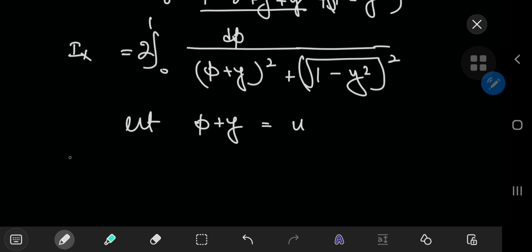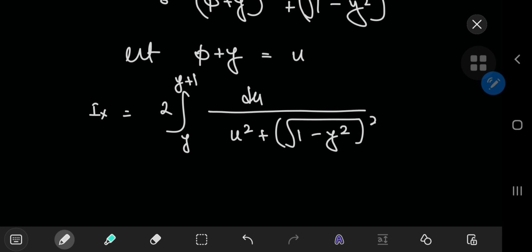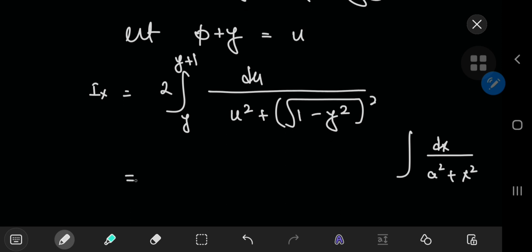So under this substitution, we have I sub x equal to twice the integral from y to y plus 1. Okay, cool. du up here, definitely. And downstairs, we have u squared plus 1 minus y squared, the square root of it, and squared. So this is just a similar structure. This is exactly the same structure as the integral with respect to x of a squared plus x squared, where a is just some real number. So this is obviously the inverse tangent.